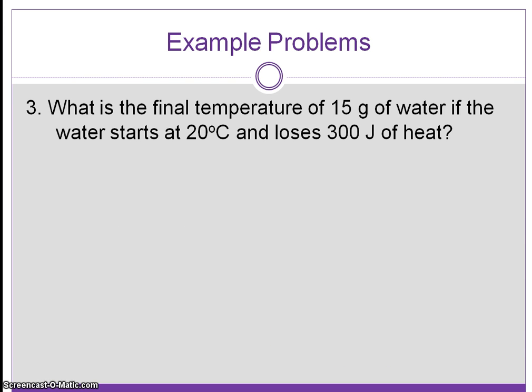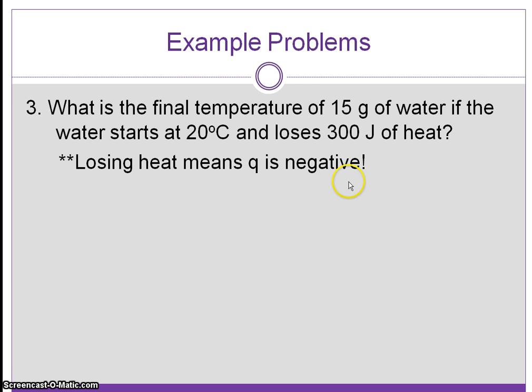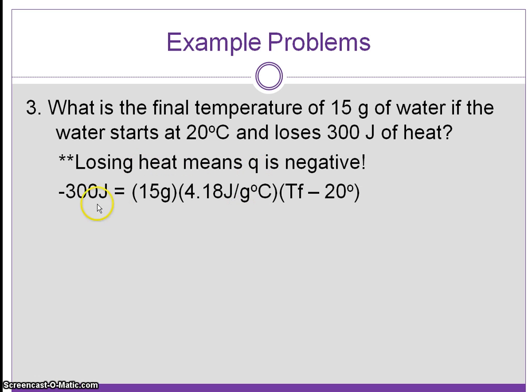The next one says, what is the final temperature? So this time we're looking for T final. We've got 15 grams of water, we've got an initial temperature, and we know that it's losing 300 joules of heat. So the water itself is now losing the heat, which means that this amount of joules needs to be negative when you plug it into your equation. So we've got negative 300 joules because losing heat is negative. So notice that our Q value over here is negative.